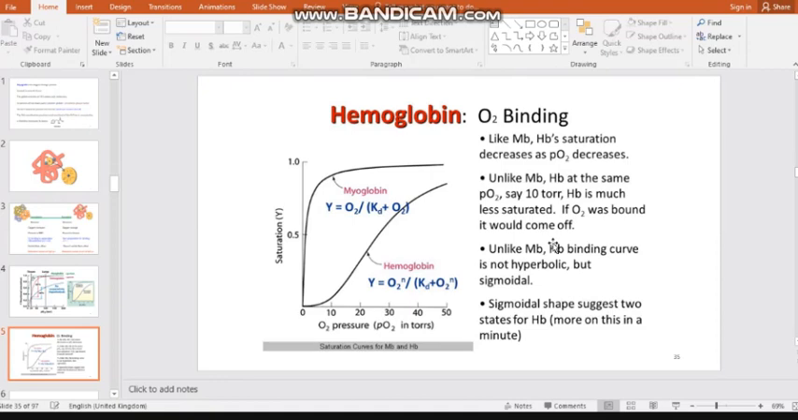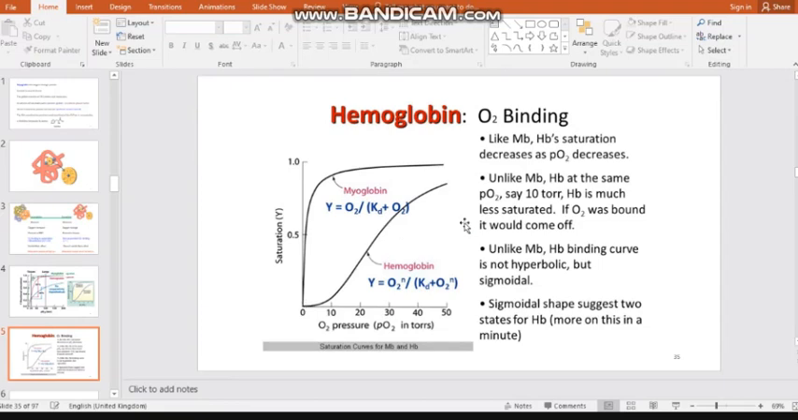Unlike myoglobin, hemoglobin at the same partial pressure, say 10 torr, is much less saturated. If you are taking any one of the partial pressure positions from 20 to 10 and calculating the slope, the slope values for these two curves are entirely different. Here, there is no saturation of the hemoglobin observed at 10 torr, whereas in the case of myoglobin, even at 10 torr partial pressure of oxygen, a complete saturation is observed. Unlike myoglobin, hemoglobin binding is not hyperbolic. Yeah, it is sigmoidal in nature.